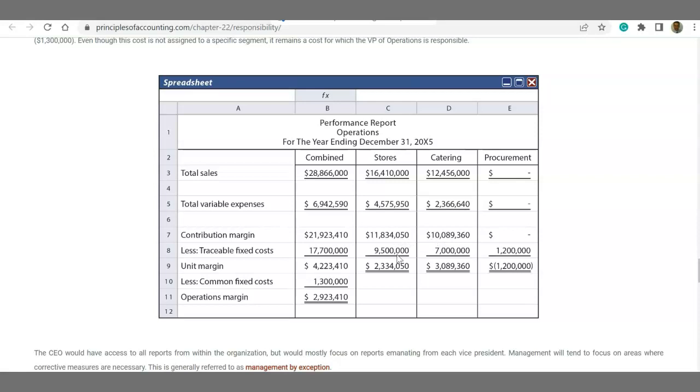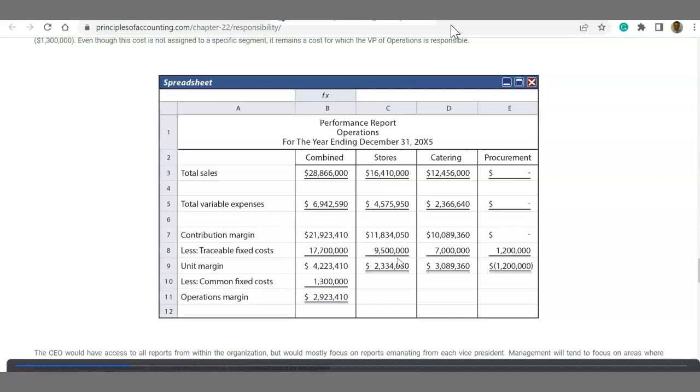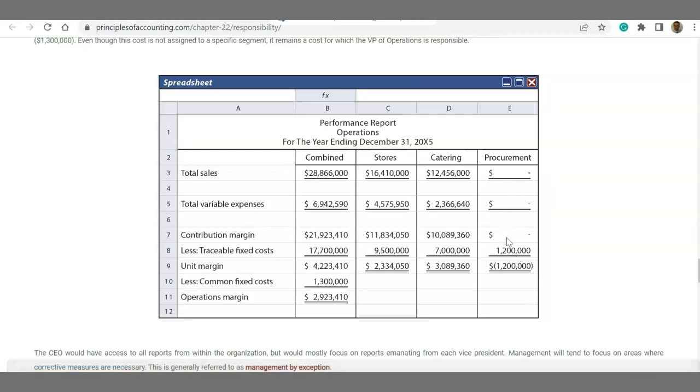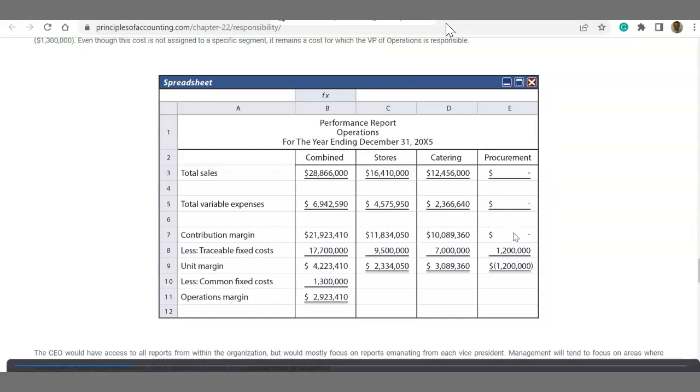Less traceable fixed cost. So for stores, we have 9.5 million traceable fixed cost. And for catering, we have 7 million traceable fixed cost. And procurement also has 1.2 million traceable fixed cost. Procurement doesn't generate any revenue, but it is a cost center, so it has some cost. It's not a profit center.